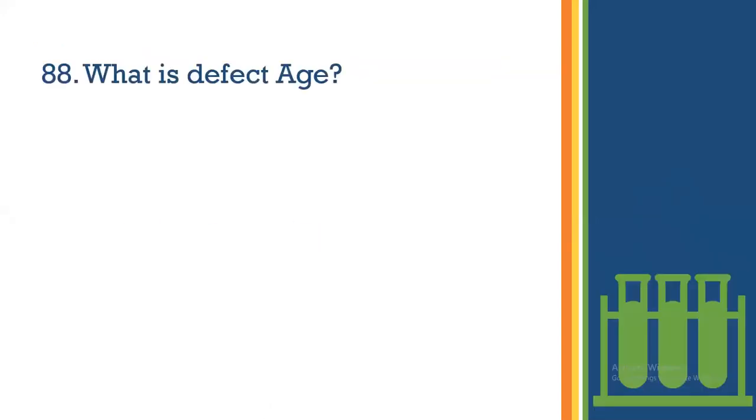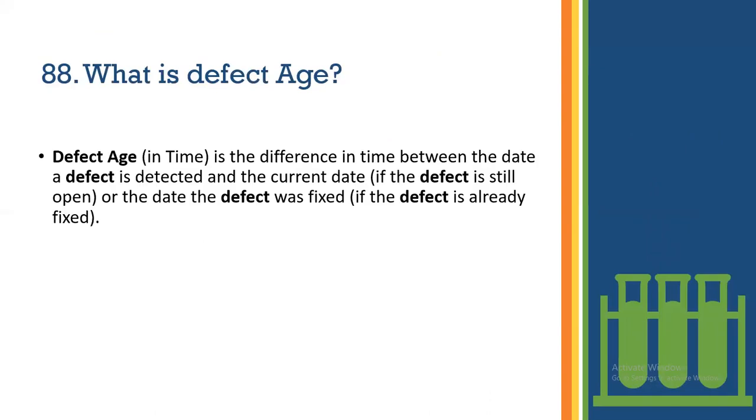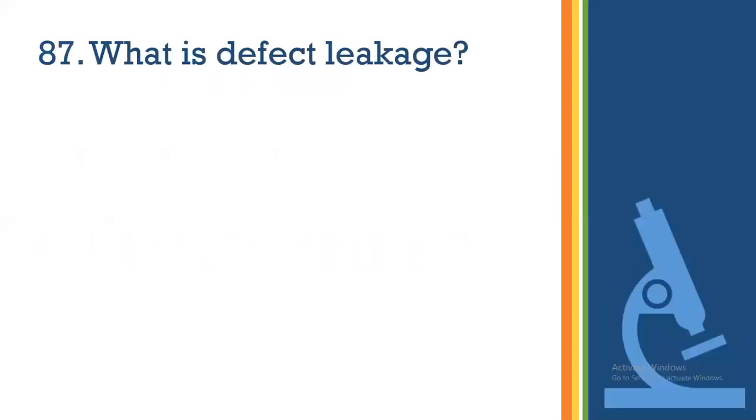What is defect age? It is the time gap between the defect identification date and the defect closed date, not the fixed date. It is the difference in time between the date a defect is detected and the current date if the defect is still open, or the date it was fixed. The time gap between defect identification date and closed date is called defect age.